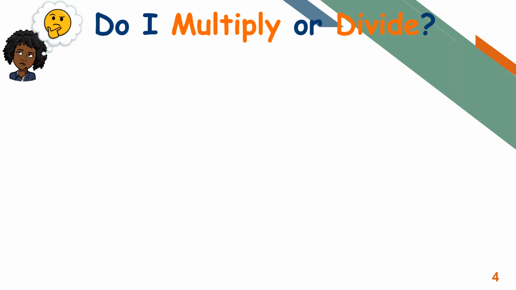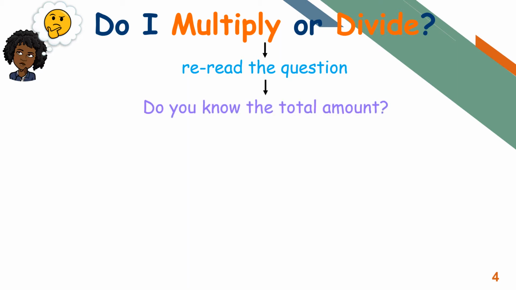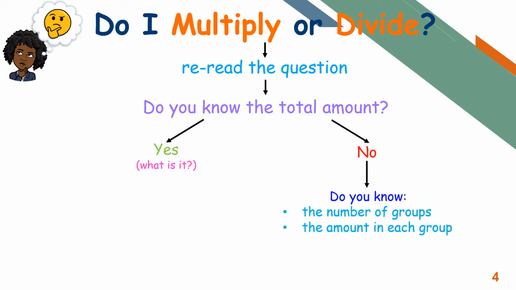Here is a flowchart of questions you can ask yourself when you're trying to figure out if you multiply or divide when reading a word problem. First, we start by reading the question. That should be more than once, so you don't miss anything important. Then we ask, do you know the total amount? This is why we read the problem more than once, so you'll know what information you have. If yes, what is the total? Write it down with its label. If no, what else do you know? Do you know the number of groups? Or do you know the amount in each group?